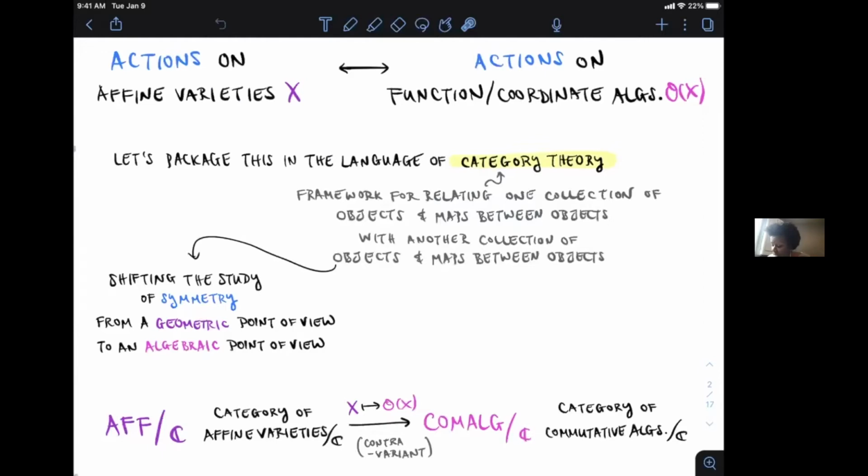So for example, if I were to study symmetries of affine varieties, I can take the category of affine varieties, where objects are affine varieties and maps are regular maps. And I can shift this geometric study over here to an algebraic study by taking a so-called functor that sends an affine variety to its coordinate algebra. In particular, its coordinate algebra is going to be a commutative algebra over C. And these gadgets form a category. This is a contravariant functor, meaning that if arrows go in one direction on the left-hand side, they get reversed on the right-hand side.